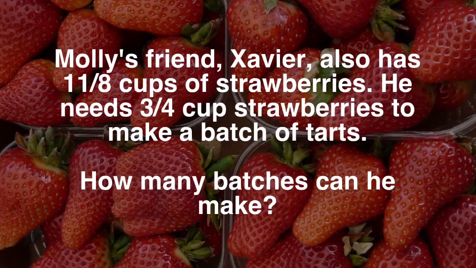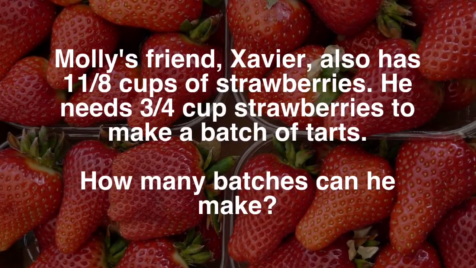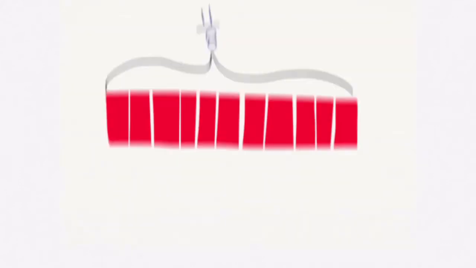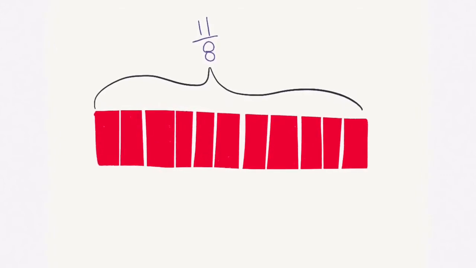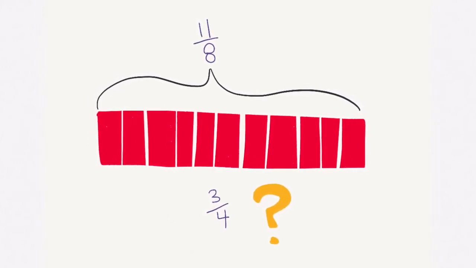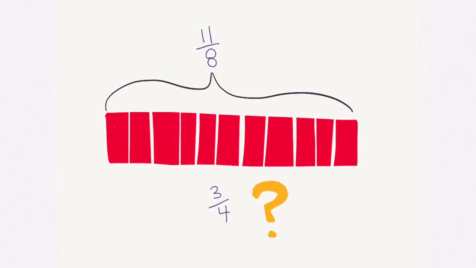Now, Molly's friend Xavier also has 11/8 cups of strawberries. He needs 3/4 of a cup of strawberries to make a batch of tarts. How many batches can he make? So Xavier has 11/8 cups of strawberries, and he needs 3/4 a cup of strawberries to make a batch. So we need to start taking groups of 3/4 out of 11/8. So first thing, we can draw our 11/8. I'm going to draw 11 pieces, and remembering that 8 of them make a whole. And now we need to start taking scoops of 3/4. But we don't have 4ths. We have 8ths. What are we going to do?